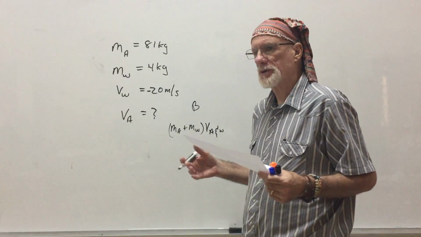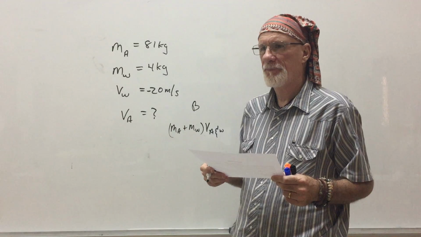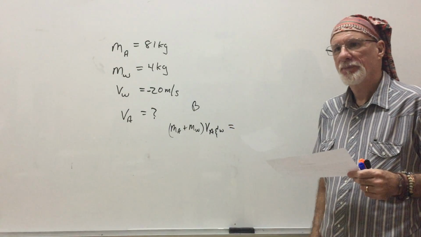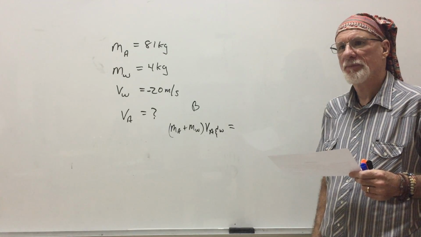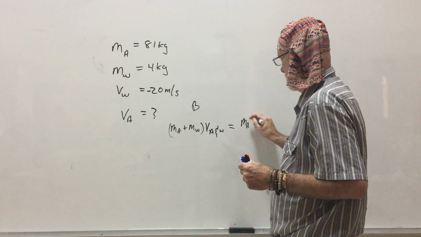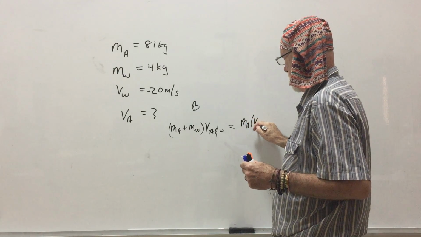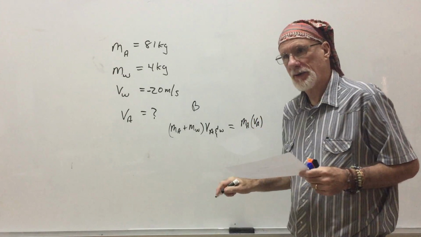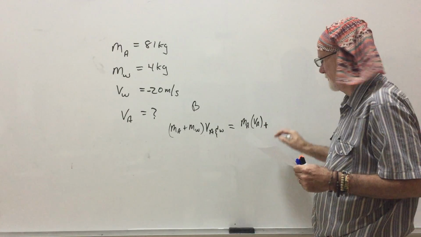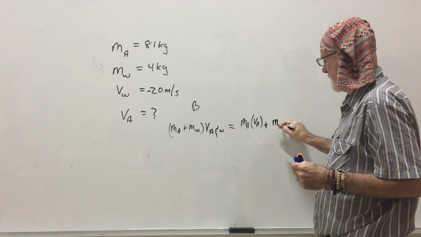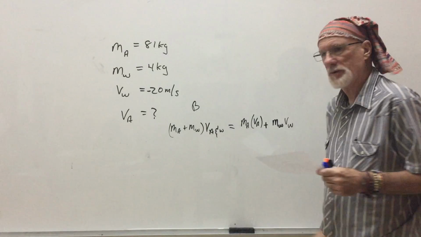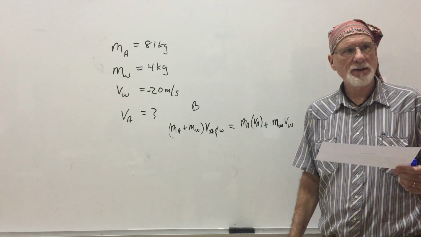And then what are we going to say? We're going to say equals or what? Yeah, equals. We're going to say equals, okay. The mass of the astronaut times the velocity of the astronaut, yes, plus, okay? Plus the mass of the wrench times the velocity of the wrench. Are you okay with that? Yes. Is that right? Is that okay?